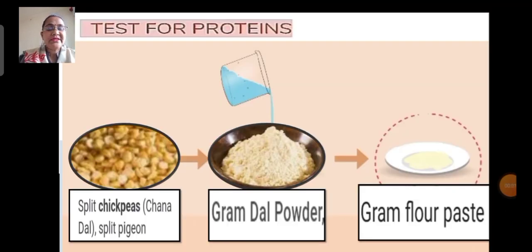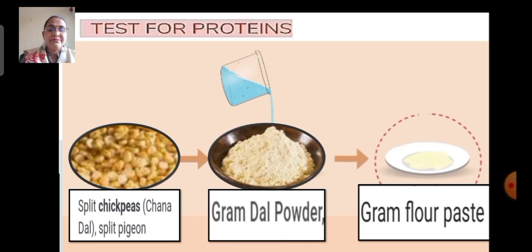To carry out the test for proteins, we need the food item in the form of a paste. If the food item is solid, first we will grind it to make a powder, and then we will mix a small quantity of water to make a paste of it. As shown on the screen here, if we want to check the presence of protein in chickpeas, first we will make the powder of the chickpeas as gram dal powder, and then we'll add some water to get the gram flour paste.